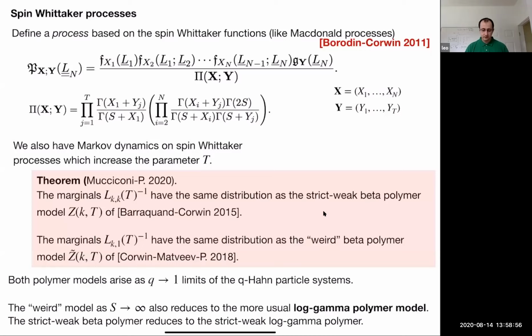However, the weird polymer model is also nice in a limit to the classical Whittaker case, where S goes to infinity. So there is the spin-Whittaker level, and then there is a Whittaker level below it. At the Whittaker level, the weird polymer model goes to the log-gamma polymer, which was introduced by Timo Seppäläinen. The strict-weak beta polymer goes to the strict-weak log-gamma polymer, and it's also a nice polymer model. So at the Whittaker level, these two models are very similar, but at the spin level, one of them is much worse than the other.